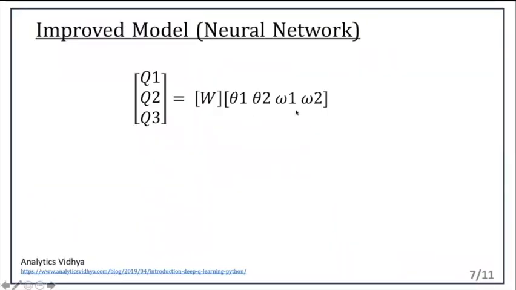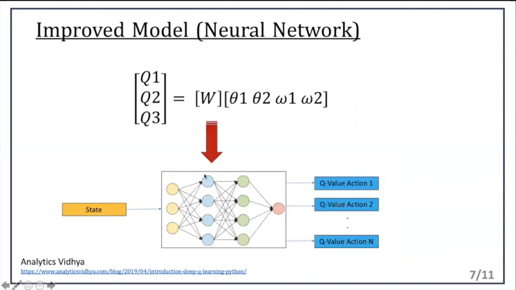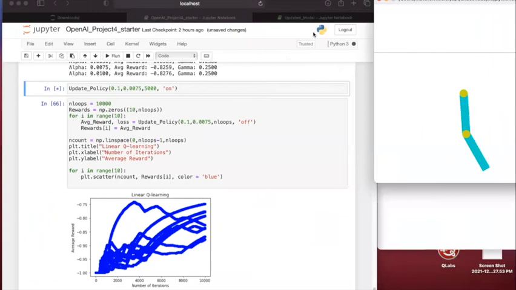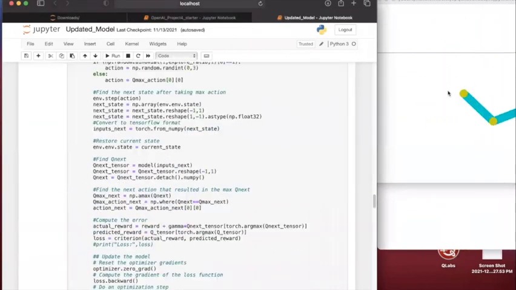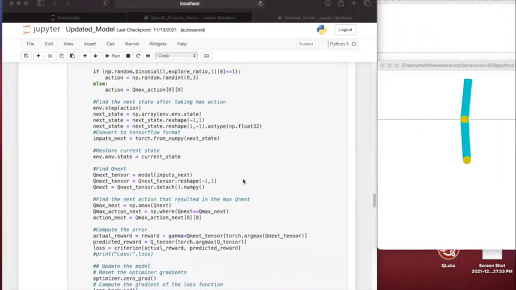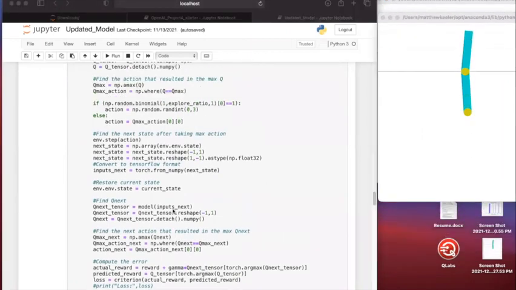So for my updated model, I avoided making the assumption that the Q space is based on a linear combination of these state values hit with weights, and instead opted to make a neural network to determine these weights after state inputs. So I did not assume the linearity. You'll see here, as this is running, I've got my neural network model.